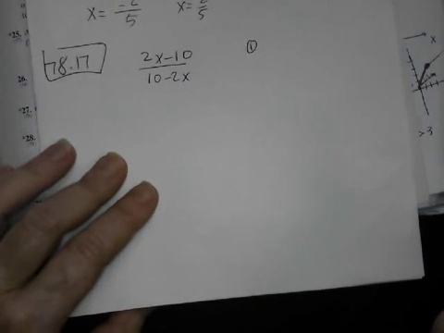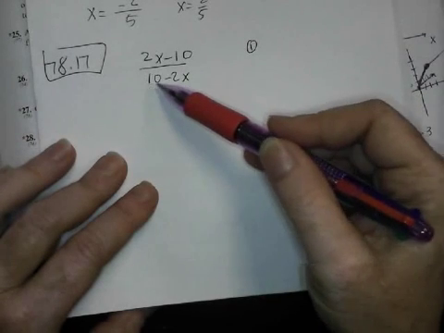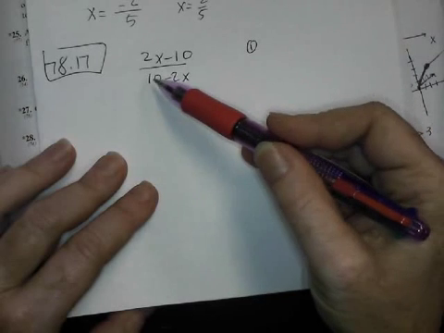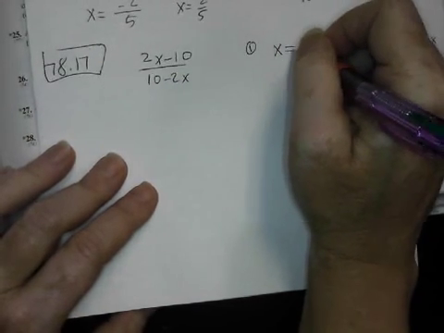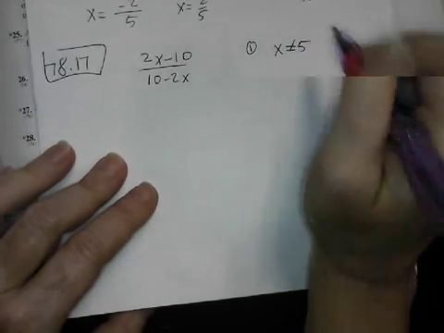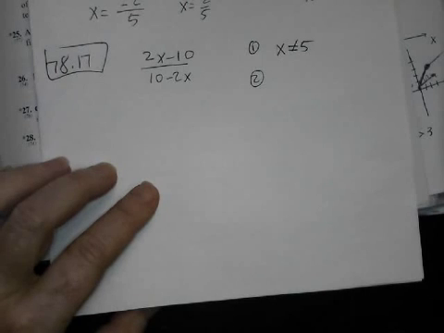There's only one value I can think of, and that should be 5. Because 5 makes a 0 in the denominator, because 2 times 5 is 10, and 10 minus 10 makes 0. So I'm just going to say x can't be 5. That's my excluded value.